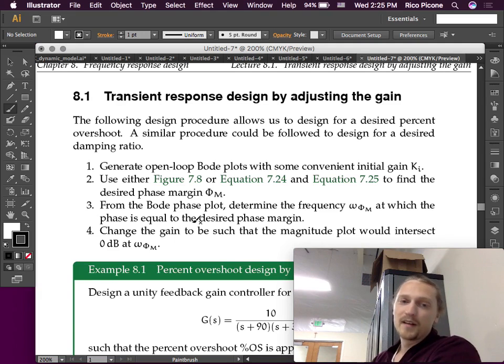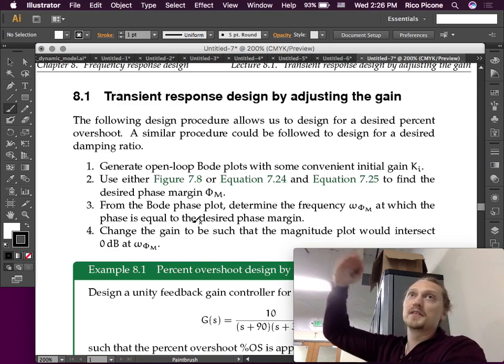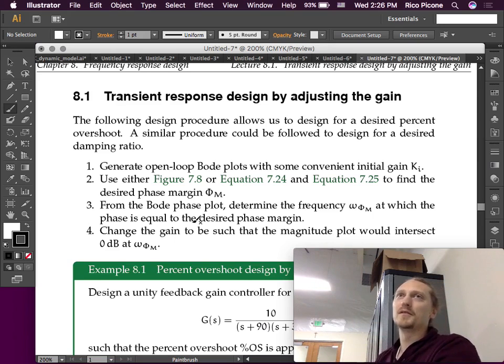So step 3, from the Bode phase plot, determine the frequency at which the phase is equal to the desired phase margin. And step 4 is to change the gain so that the magnitude plot would intersect 0 dB at that frequency, making the phase margin the phase that you want. So we're moving the magnitude plot around so that you get the phase margin that you desire.